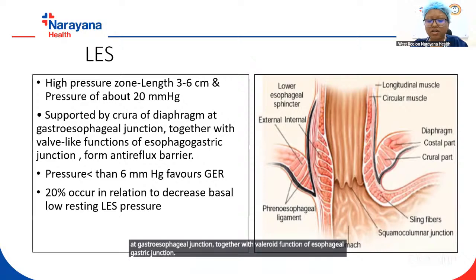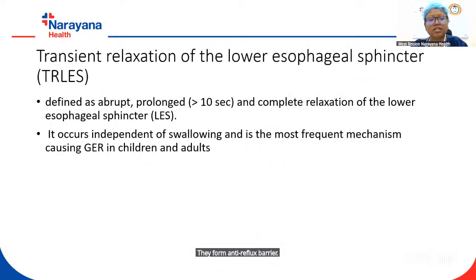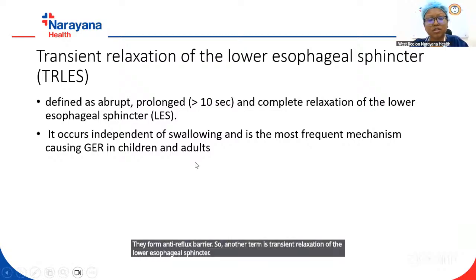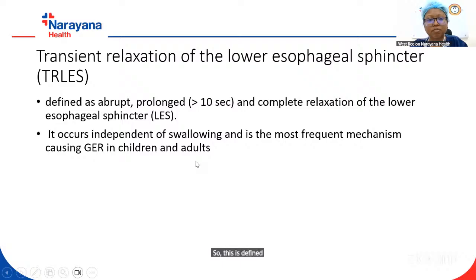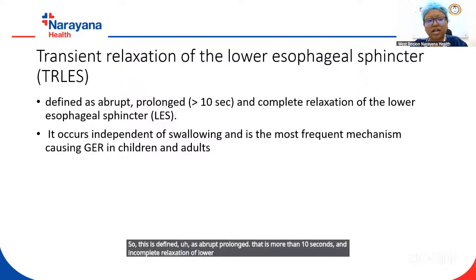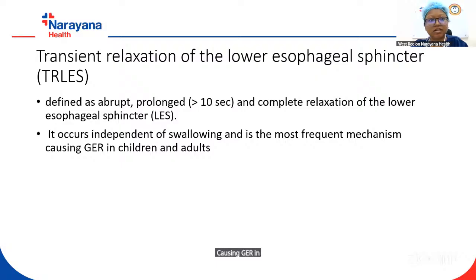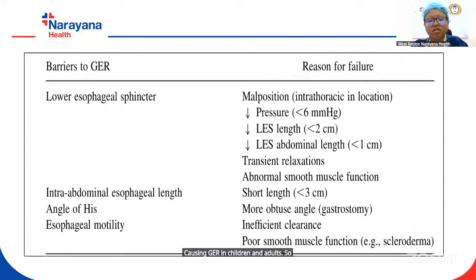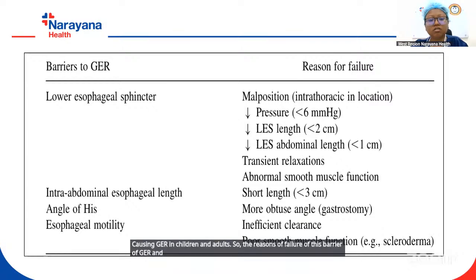They form the anti-reflux barrier. Another term is transient relaxation of the lower esophageal sphincter. This is defined as abrupt, prolonged, that is more than 10 seconds, and incomplete relaxation of the lower esophageal sphincter. It occurs independent of swallowing and is the most frequent mechanism causing GER in children and adults. The reasons for failure of this barrier and occurrence of GERD are as follows.